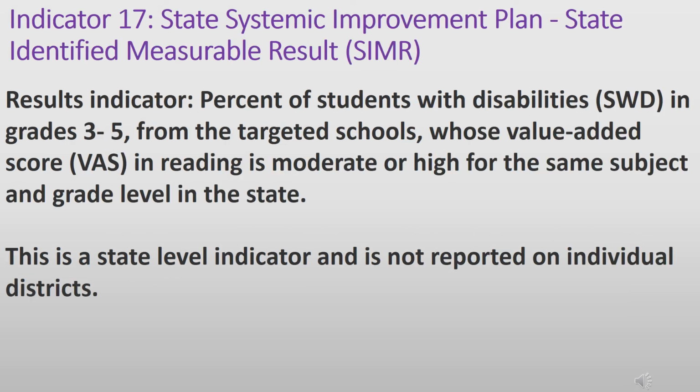Indicator 17, State Systemic Improvement Plan. The state identified measurable result. Indicator 17 is a results indicator, and it looks at the percent of students with disabilities in grades 3 to 5 from the targeted schools whose value-added scores in reading is moderate or high for the same subject and grade level in the state. This is a state-level indicator and is not reported on individual districts.